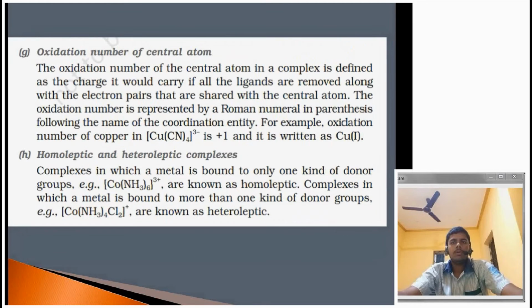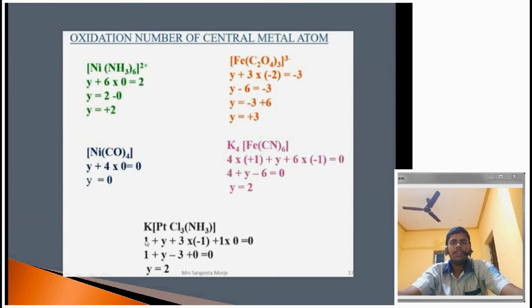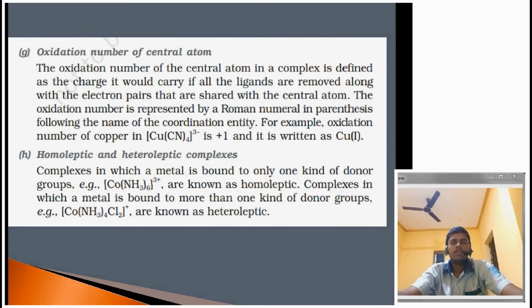The oxidation number of the central atom in a complex is defined as the charge it would carry if all the ligands are removed along with the electron pairs that are shared with the central atom. The oxidation number is represented by a Roman numeral in parentheses following the name of the coordination entity. For example, the oxidation number of copper in [Cu(CN)4]3- is +1 and it is written as Cu(I).